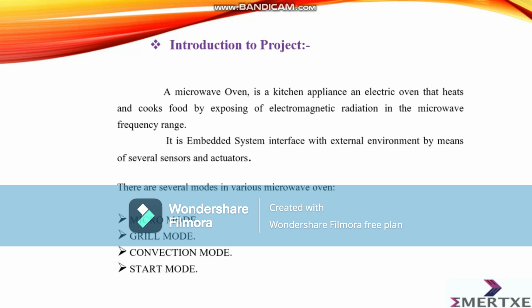Introduction to project. A microwave oven is a kitchen appliance, an electric oven that heats and cooks food by exposing it to electromagnetic radiation in the microwave frequency range. It is an embedded system that interfaces with the external environment by means of several sensors and actuators. There are several modes in a microwave oven: micro mode, grill mode, conventional mode, and start mode.